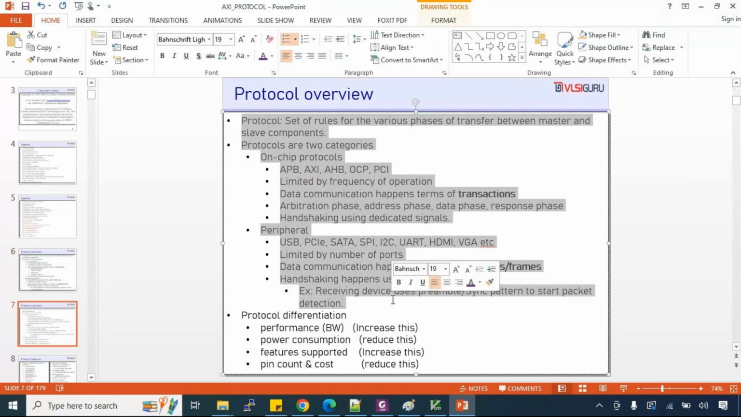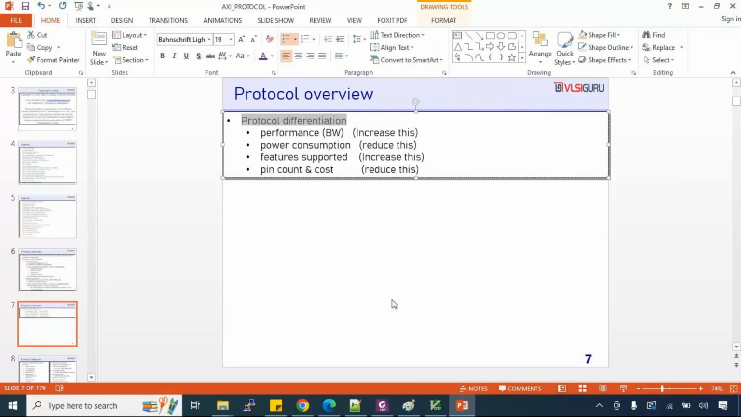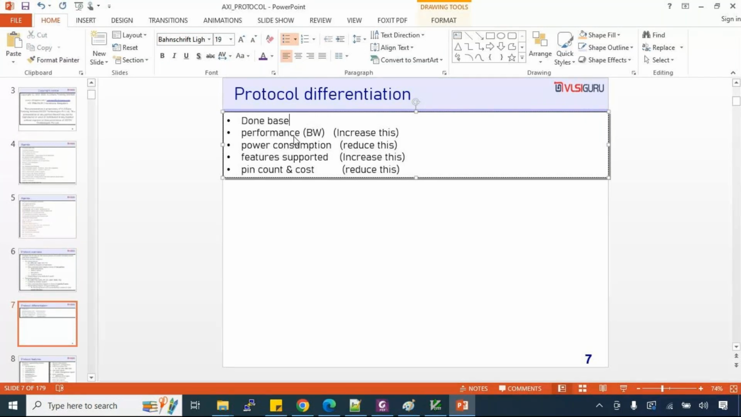How do we do protocol differentiation? Basically, protocol differentiation is done based on 4 factors. One is performance, one is power consumption, one is the features supported, one is the pin count, and the cost of implementation. There are these factors that decide.